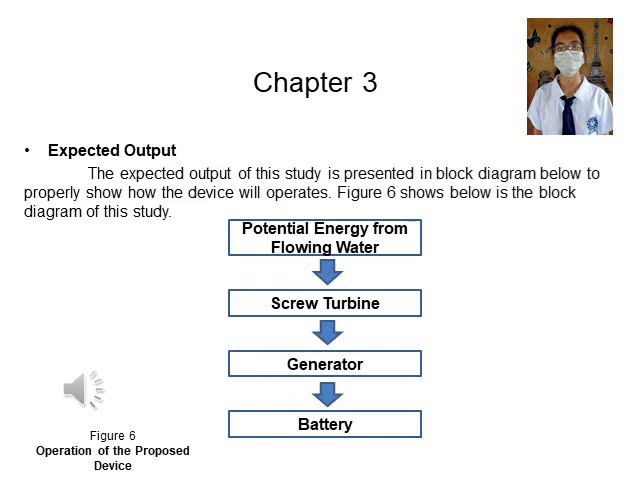Expected output. The expected output of this study is presented in a block diagram below to properly show how the device will operate. Figure 6 shown below is the block diagram of this study. The first step is to get potential energy from flowing water. The screw turbine is then rotated by the potential energy, and the energy is gathered by the generator, and finally, it is stored in the battery.